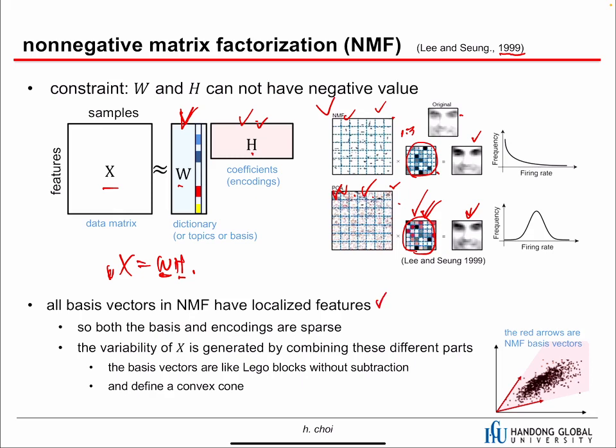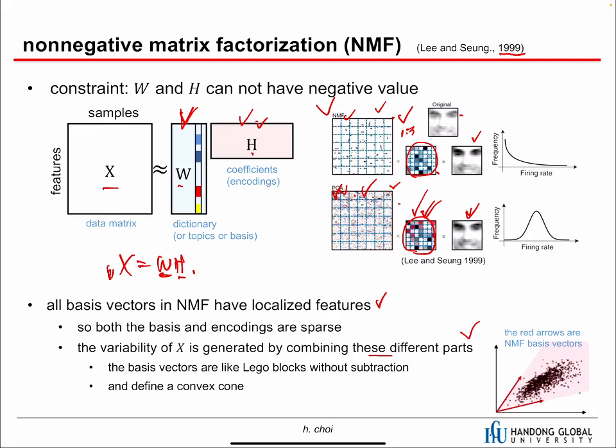Okay, so as I said, all basis vectors in NMF have localized features. Okay, so both the basis and encodings are sparse, as you can see here. And the variability of X is generated by combining these different parts. Okay, this one is just a general statement. Okay, so in PCA or ICA, all the variability of X can be generated by these different parts.